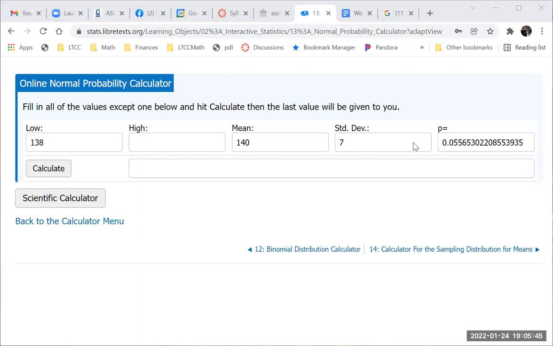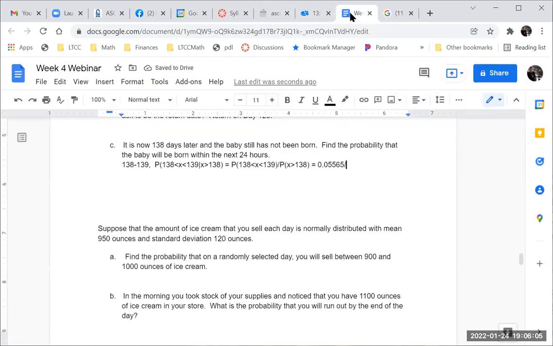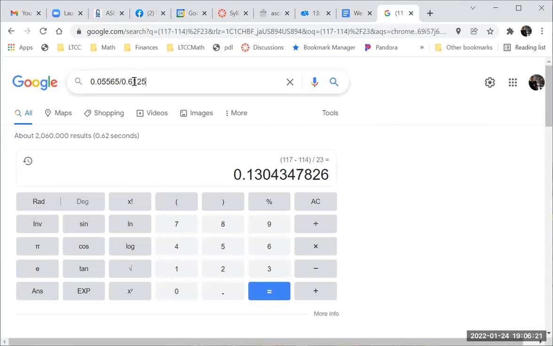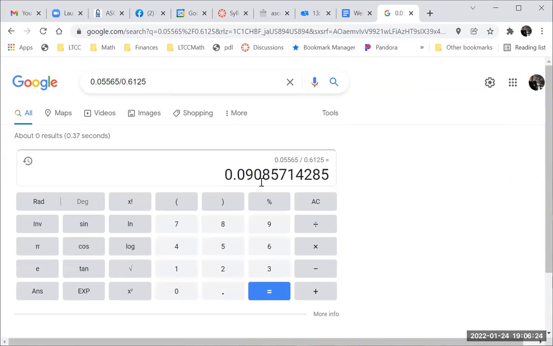Yeah, 5 nines. Whoops. There we go. Probability is what we want to find out. Hit calculate. And 6125, rounded. Pop that in a calculator. And it's about a 9% chance.